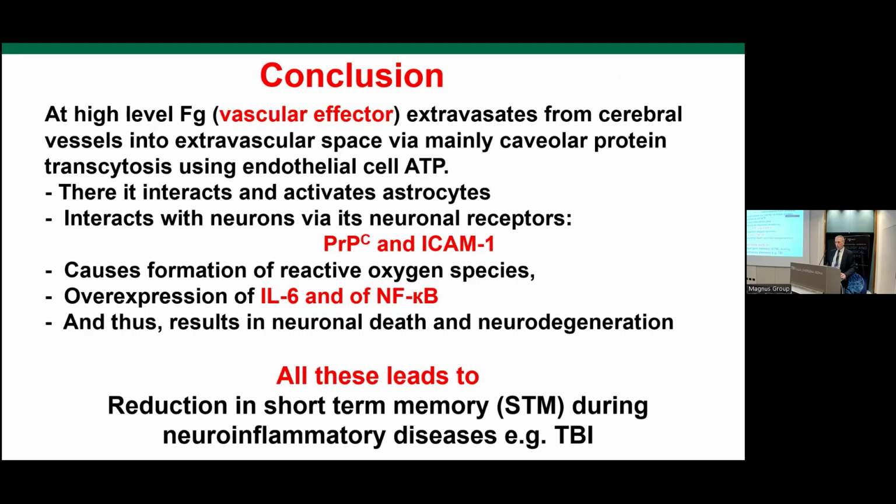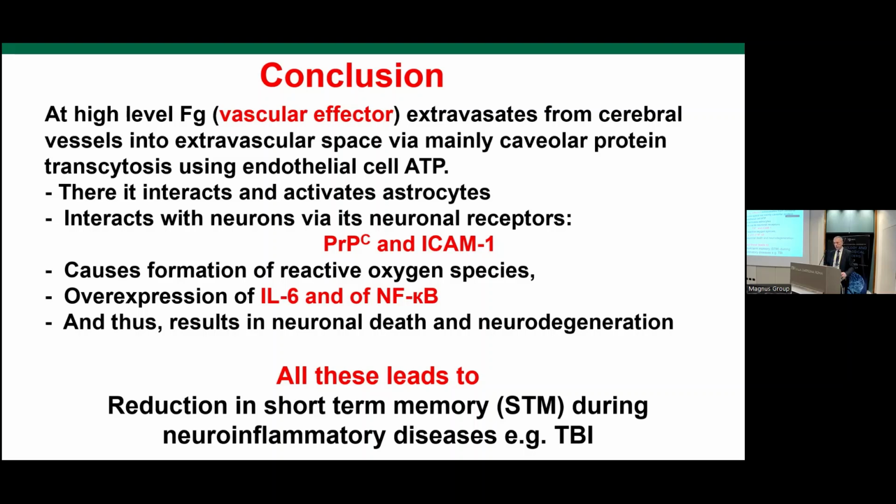And here are some conclusions of the study. At high level, fibrinogen, and this is a vascular effect, comes only from vasculature. There is no fibrinogen anywhere else found in our body. I'm talking about fibrinogen, not the separate fibrinogen chains, which lately have been found to be generated even in brain cells. But there is no indication that fibrinogen is synthesized in those cells. It is synthesized only in the liver, and therefore it is only in vasculature. So this is a vascular effect.